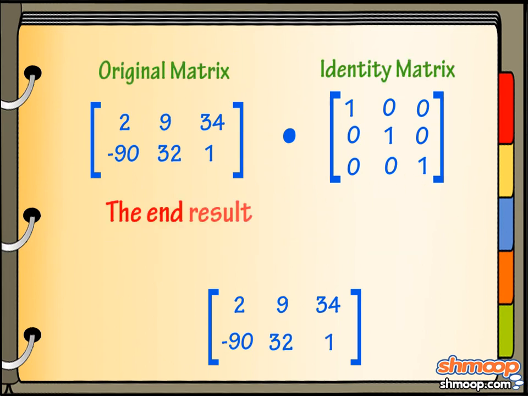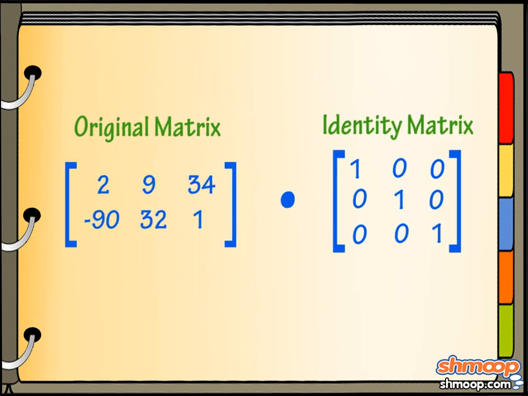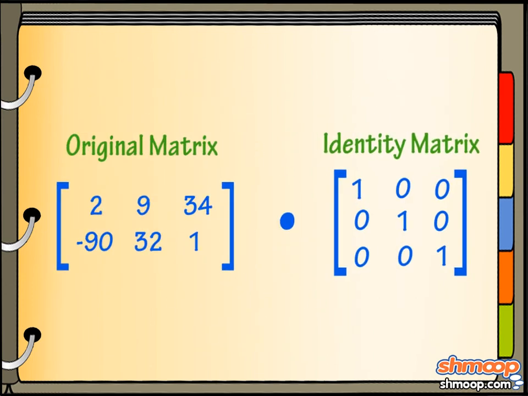The end result when multiplying by any identity matrix is always the original matrix. We can think of an identity matrix as the matrix equivalent of 1.